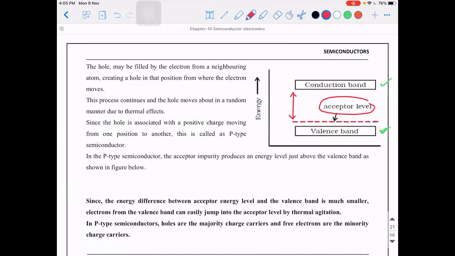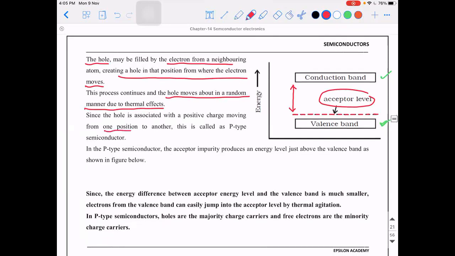I have already explained the process of hole current. The hole may be filled by an electron from a neighboring atom, creating a hole in the position from where the electron moves. This process continues and the hole moves about in a random manner due to thermal effects. Since the hole is associated with positive charge moving from one position to another, this type is called a P-type semiconductor. In a P-type semiconductor, the acceptor impurity produces an energy level just above the valence band as shown in the figure, and that level is called the acceptor level.